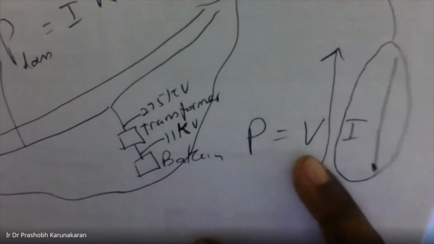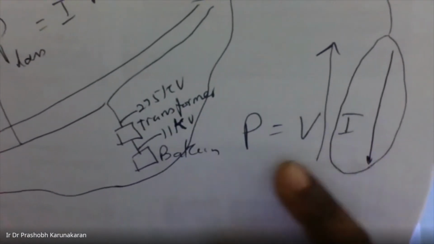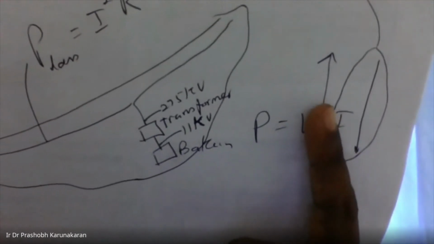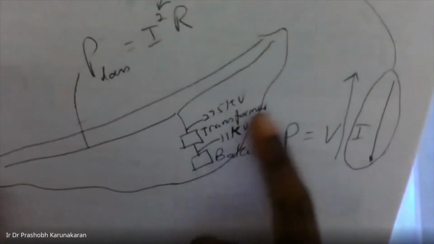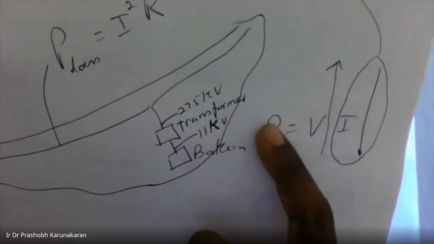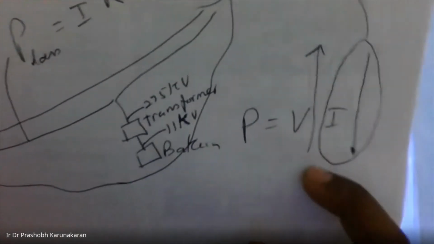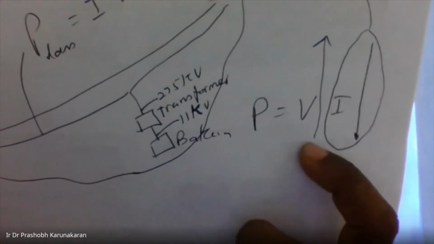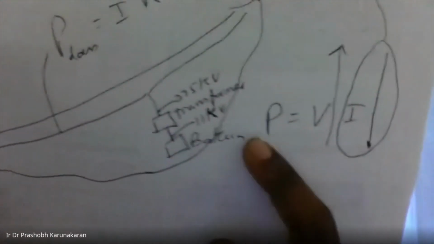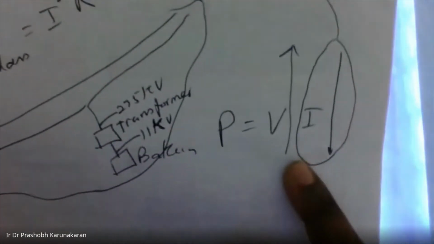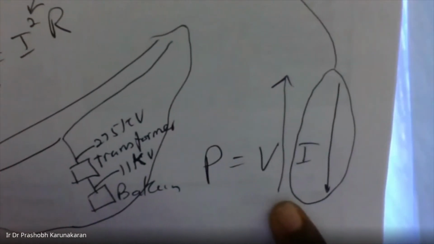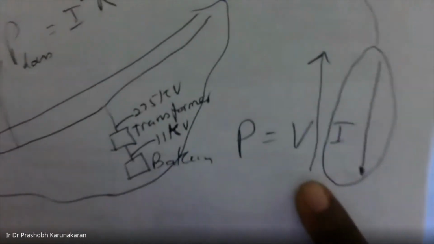P has two components, V and I. When you put the V very high, automatically the I will go down, because this is the power of the water. But when you change to electrical, it has two components, V and I. This is a formula. Other than V equal IR, this is another formula you must know: P equal VI. V equal IR, P equal VI.